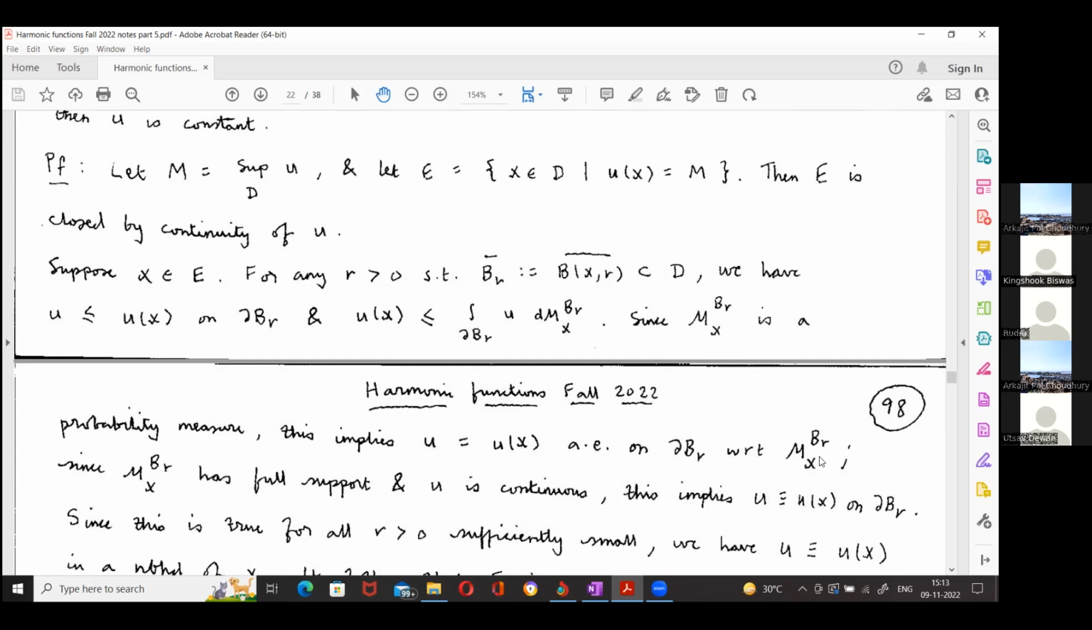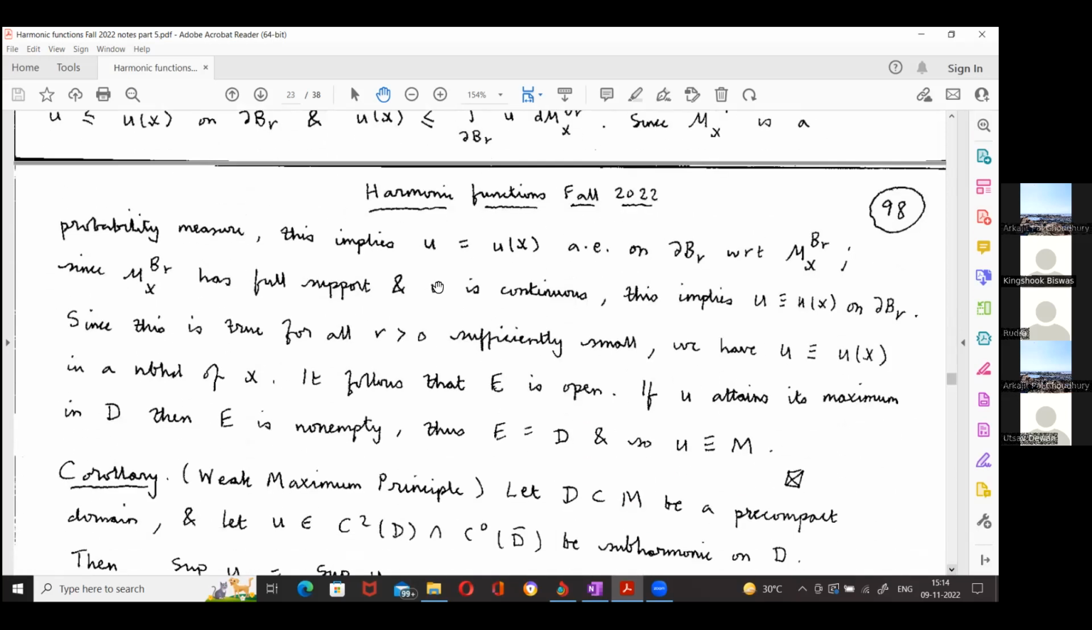Now I get to use the fact that the harmonic measure has full support. U equals Ux almost everywhere on the boundary of the ball, almost everywhere with respect to harmonic measure. But since the harmonic measure has full support, that means U equals Ux on a full measure set, and that set is dense. Any full measure set is dense because the measure has full support, and U is continuous. Therefore, by continuity, U equals Ux on the full boundary of the ball.